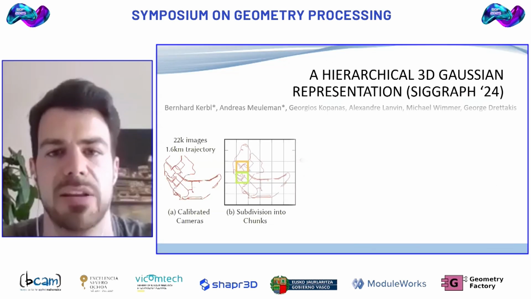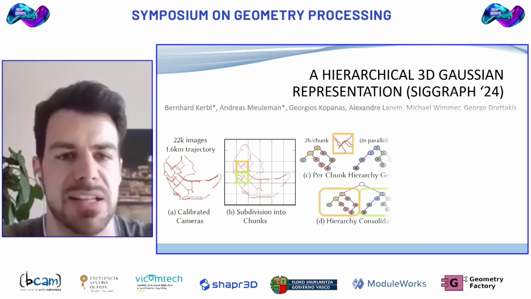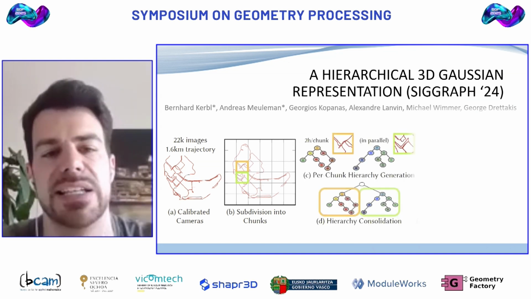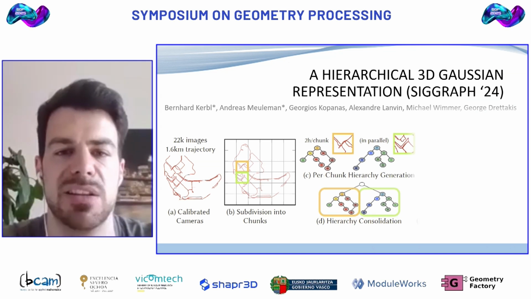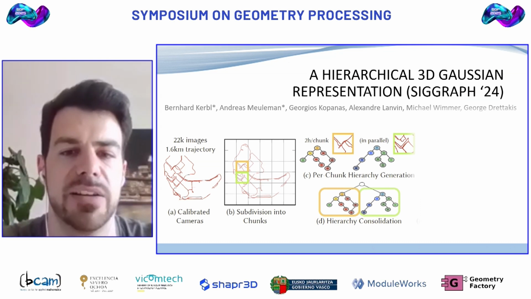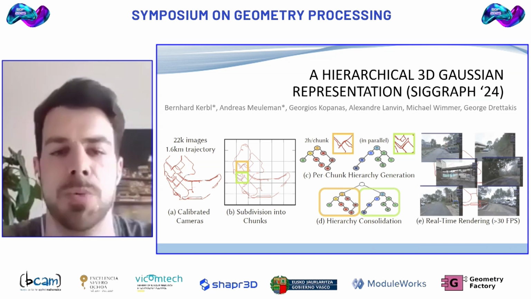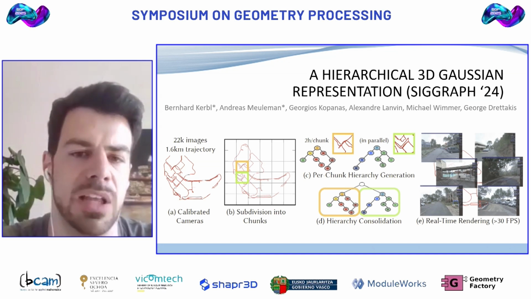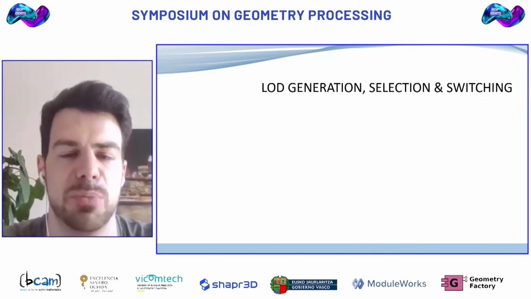And we did this with a hierarchical 3D Gaussian representation, which we presented at SIGGRAPH last year, where we basically take a larger domain, something like this campus, and split it up into smaller manageable sections. Then for each of these manageable sections, we compute a hierarchical representation that allows us to stream only the amount of detail that we need for the current viewing position, and then render it with that amount of detail at 30 FPS or more.